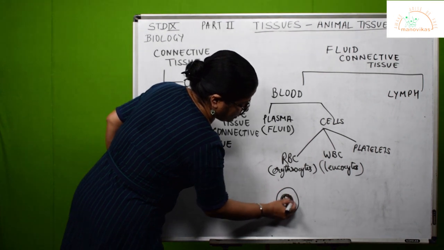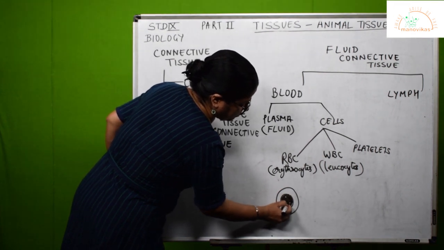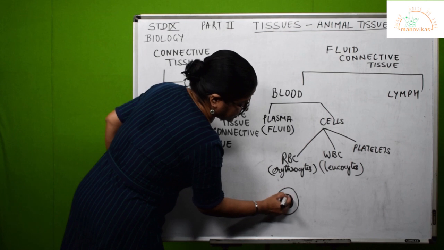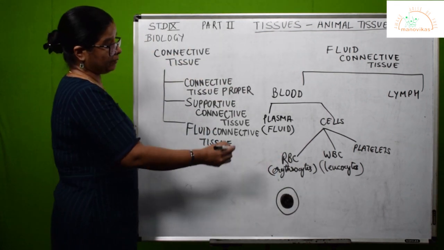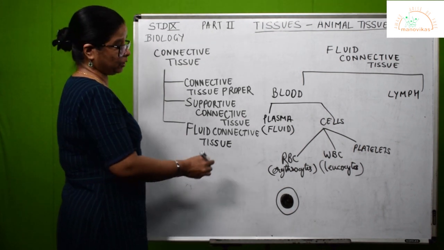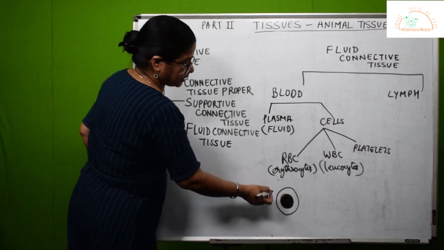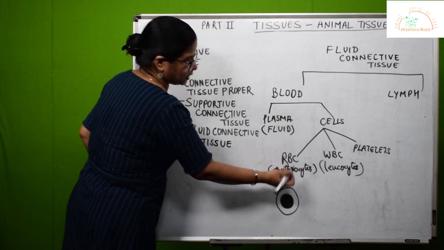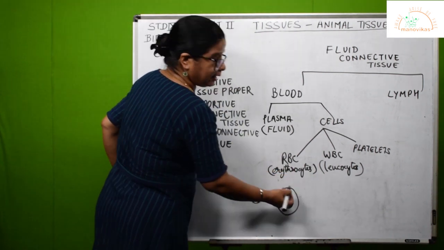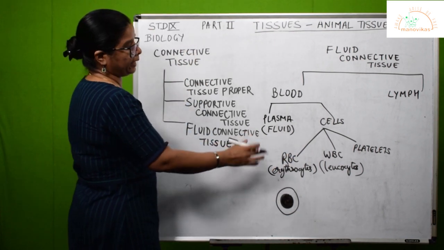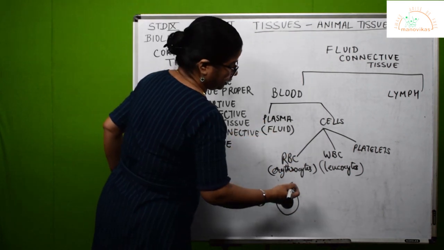Now why does this RBC have this special shape? Because it helps it in its function. It increases its area where it can carry oxygen to the tissues. So it increases its area and it helps us in its function. WBC, what is their main function? They fight with the germs. So they protect the body from germ invasions.